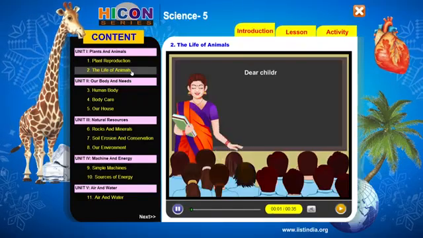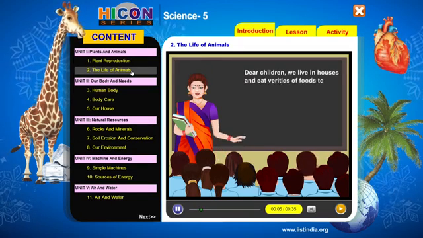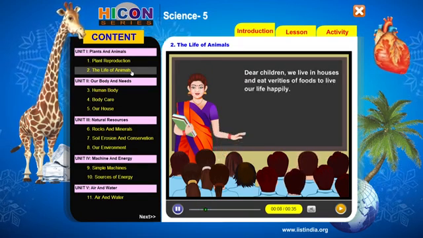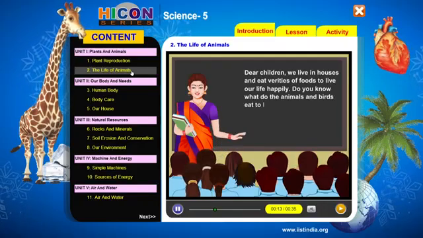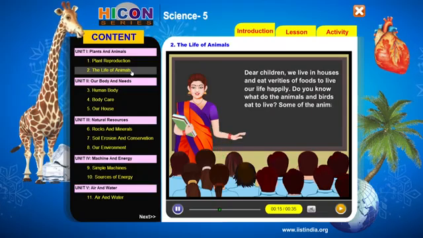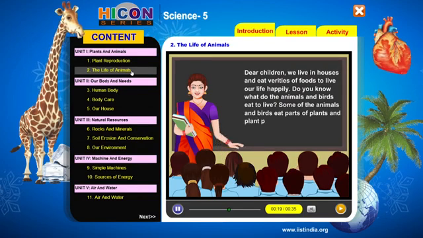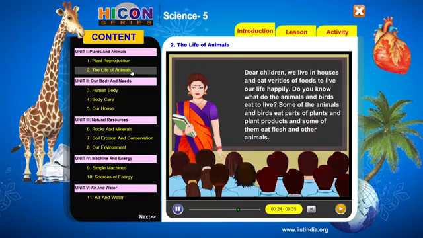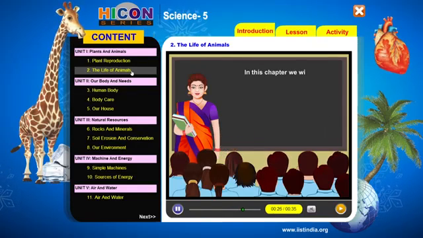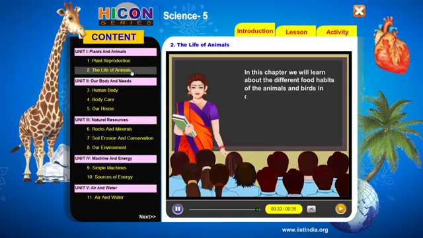Dear children, we live in houses and eat varieties of food to live our life happily. Do you know what the animals and birds eat to live? Some of the animals and birds eat parts of plants and plant products, and some of them eat flesh and other animals. In this chapter, we will learn about the different food habits of the animals and birds in detail.